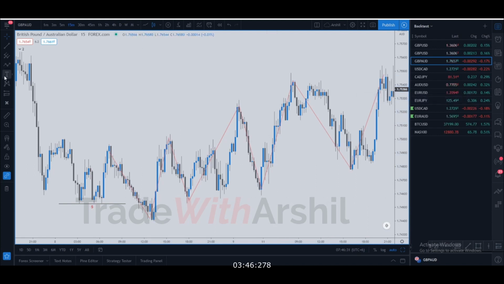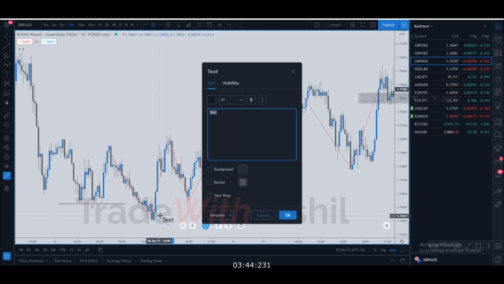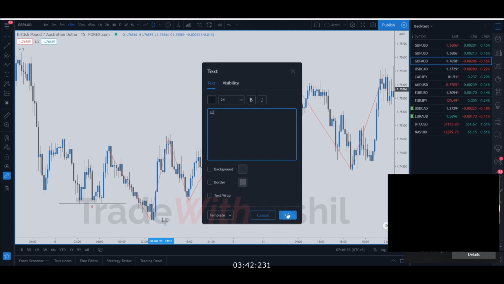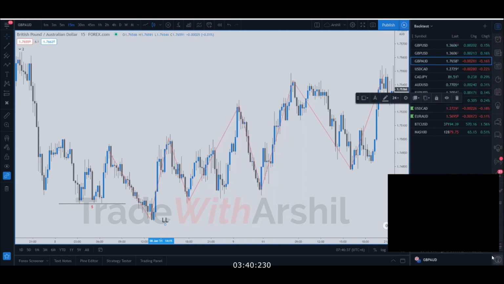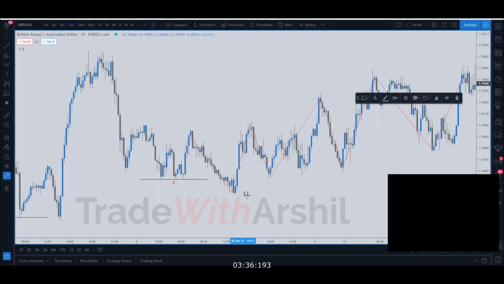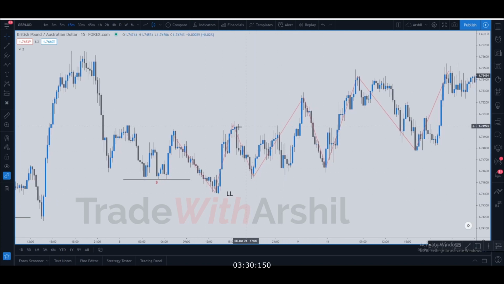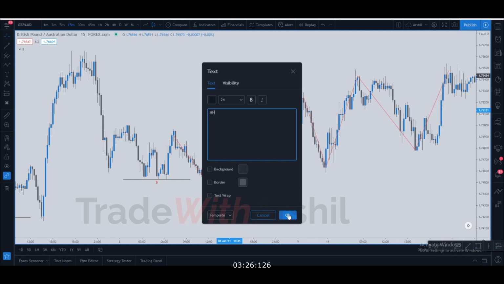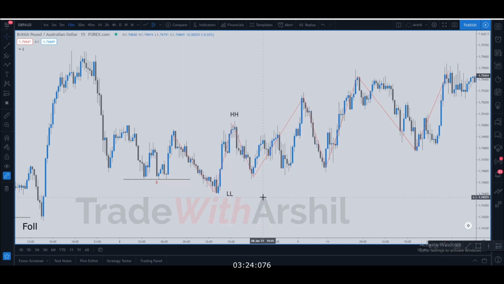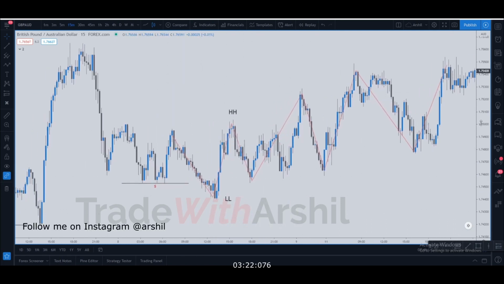So you can see, I will just mark this up for you again. This is a lower low, right? Sorry. Yeah, so this is a lower low, and let me just put this down. So this is a lower low, and we are expecting a lower high. However, it forms a higher high. Why? Because the liquidity is taken and it wants to go up, right?